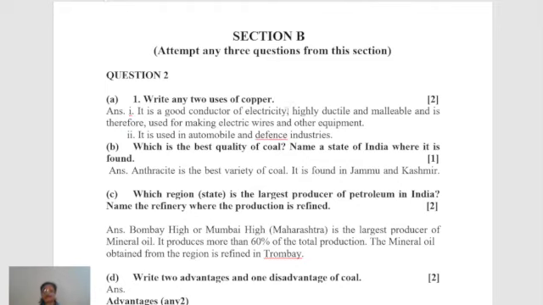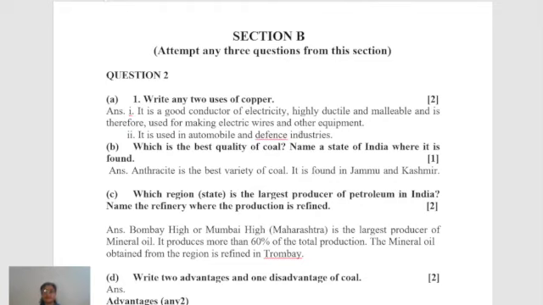So it is a good conductor of electricity, highly ductile, malleable, and is therefore used for making electric wires and other equipment. Then the second use of it is in the automobile and defense industries. On a large scale it is in demand in these industries.